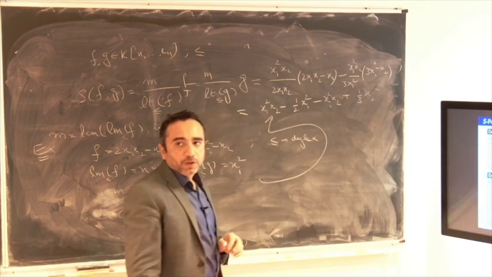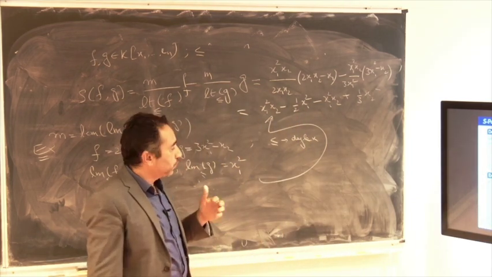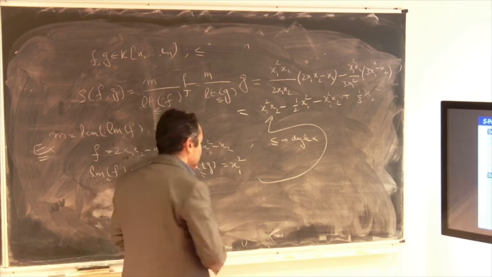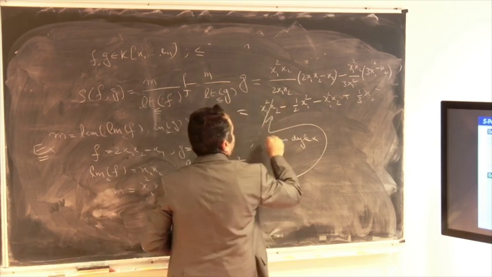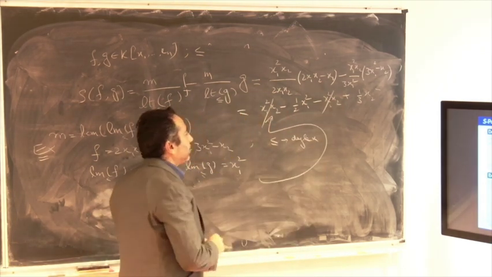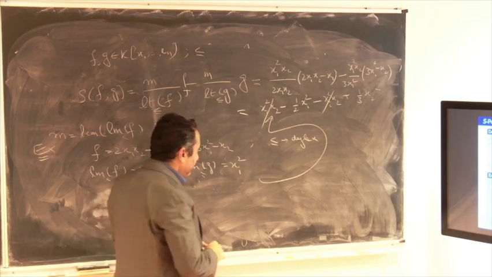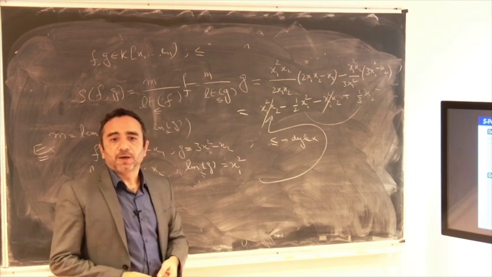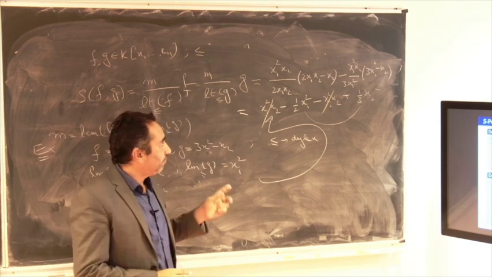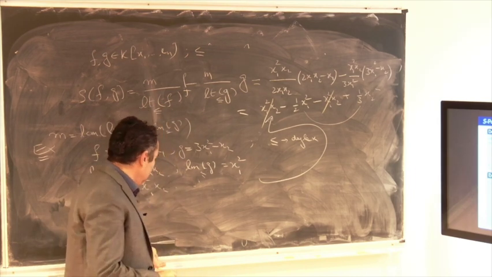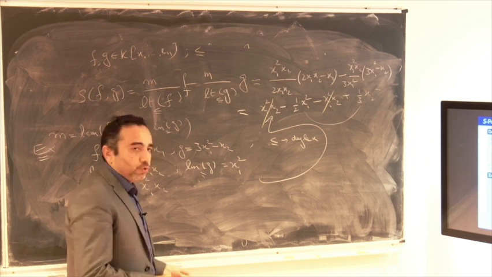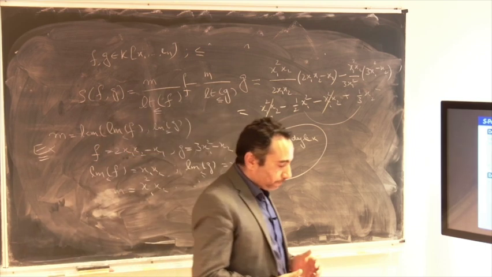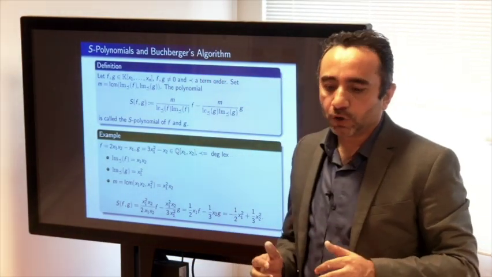While we are computing this S polynomial, two terms must be cancelled out. Like in this case, the x1 squared and x2 squared terms will be cancelled out, and I will be left with these two terms, and these two terms will give me the S polynomial of f and g. Okay, so again the idea is to cut off the leading monomial so that we can use it to compute our Gröbner basis.